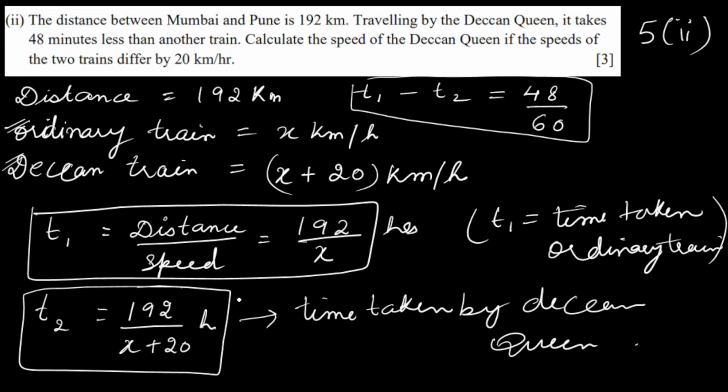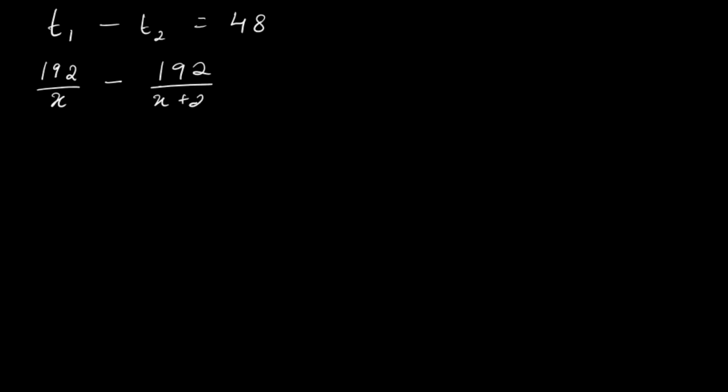So both the times I have found, T1 and T2. Like I have told you, because the time difference is always given to us, I'll just substitute now. The equation I'm using is T1 minus T2 equals 48 by 60. T1's value we found as 192 by x, and T2 as 192 by x plus 20. This is equal to 48 by 60. We can do cancellation also. On the 12 table, we can do 12 into 4 and 12 into 5.